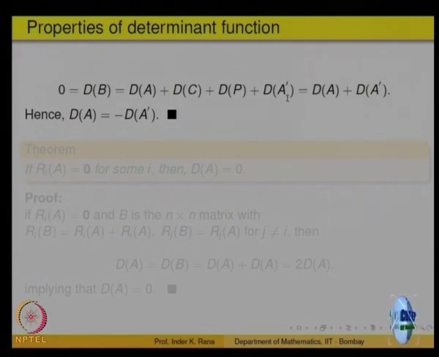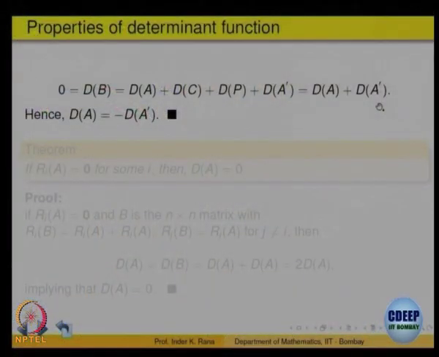So, using the property of linearity, the determinant of B, which had i plus j and i plus j, that is 0. So, that is equal to this. D of C is 0, D of P is 0. So, what is it? D of A plus D of A dash. If these are 0, so what is D of A?